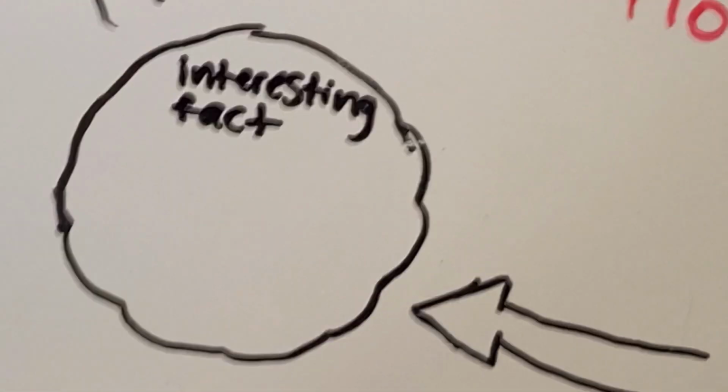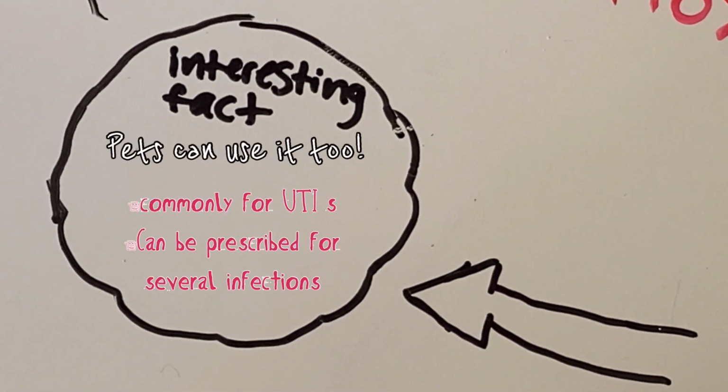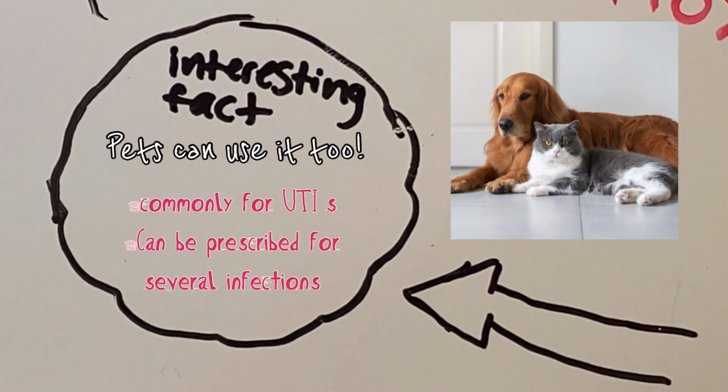An interesting fact is that Cipro can actually be prescribed to dogs and cats. Veterinarians commonly prescribe Cipro for pets with urinary tract infections. However, it may also be used for other kinds of infections, like with humans. But it should also be noted that Cipro still has similar risks.